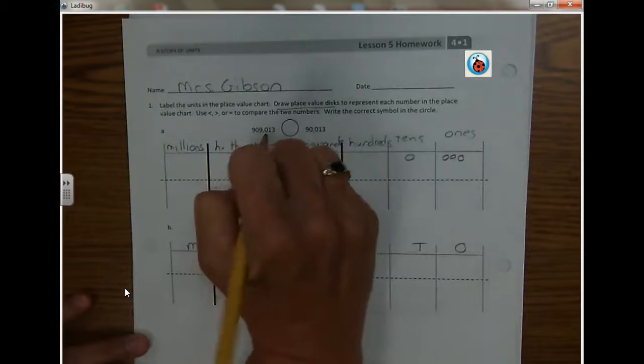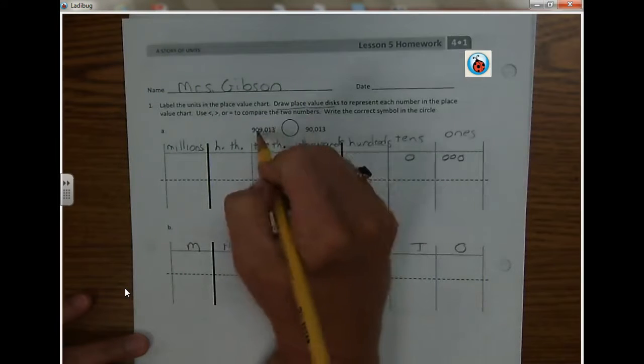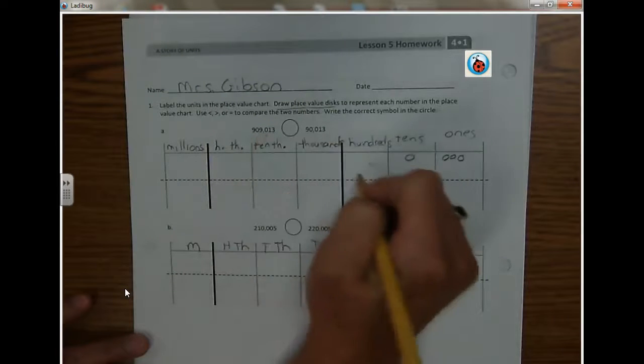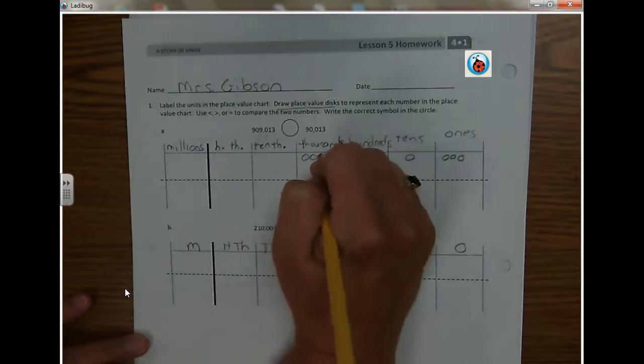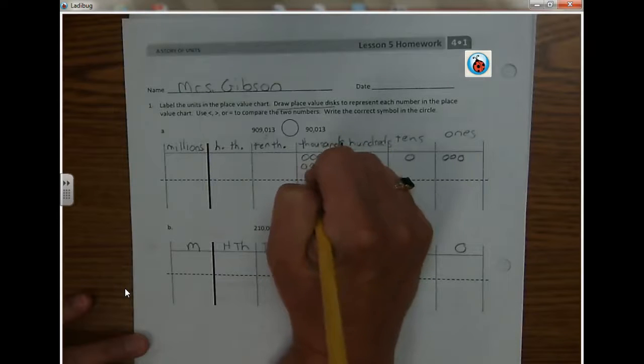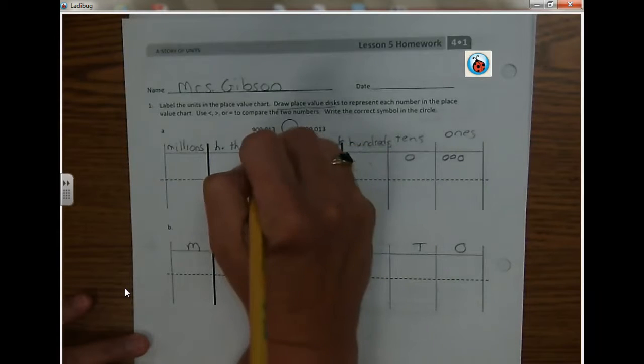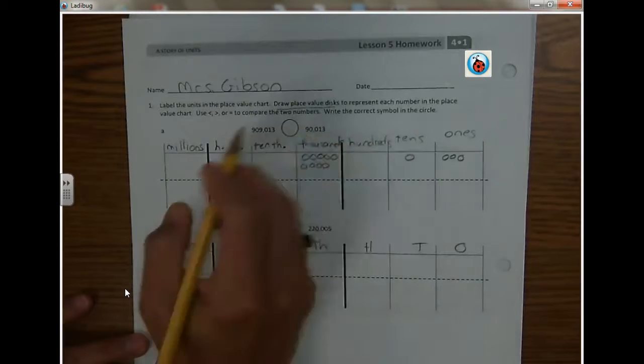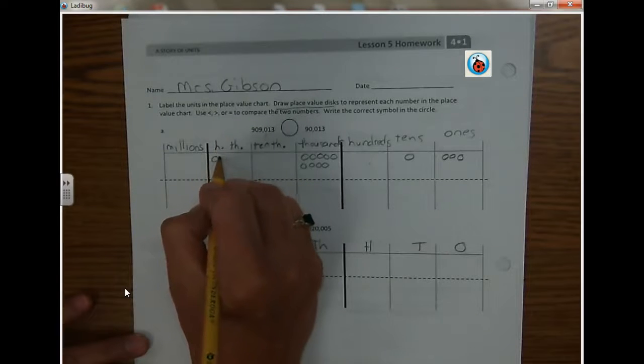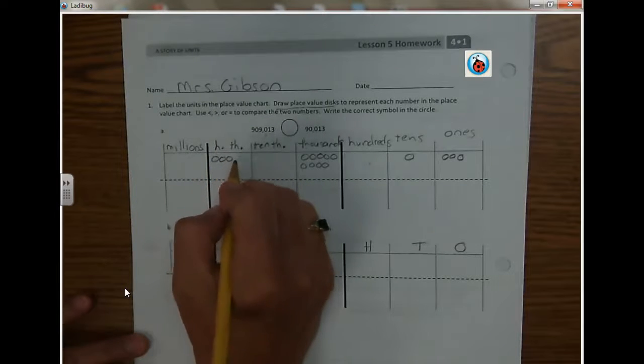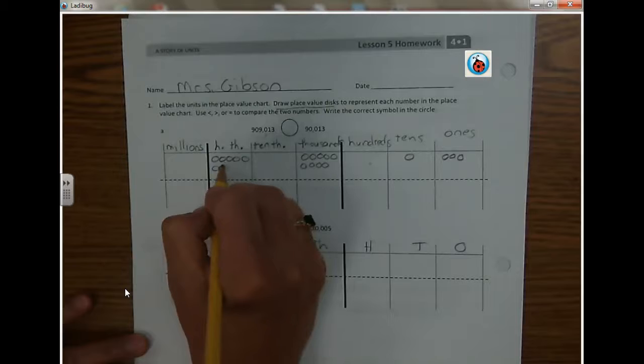Going back, I see I have 0 hundreds. Going back, I have 9 thousands. 1, 2, 3, 4, 5, 6, 7, 8, 9. 0 10,000s and 900,000s. 1, 2, 3, 4, 5, 6, 7, 8, 9.